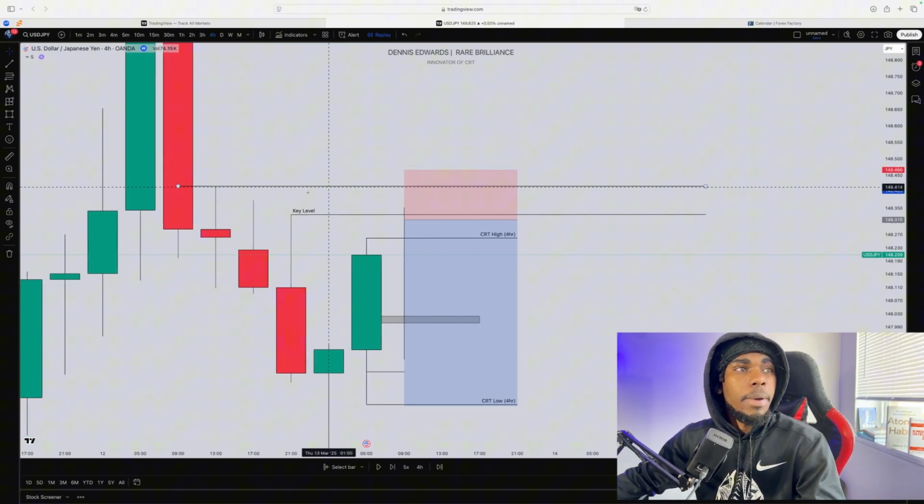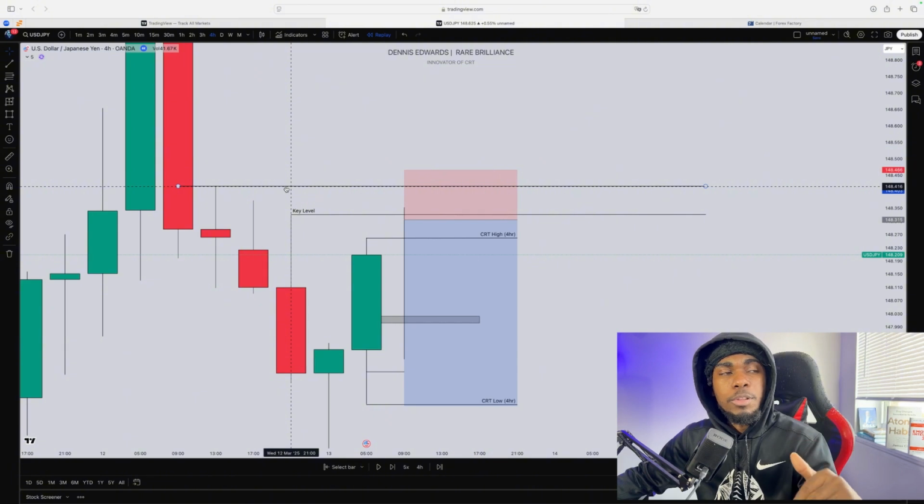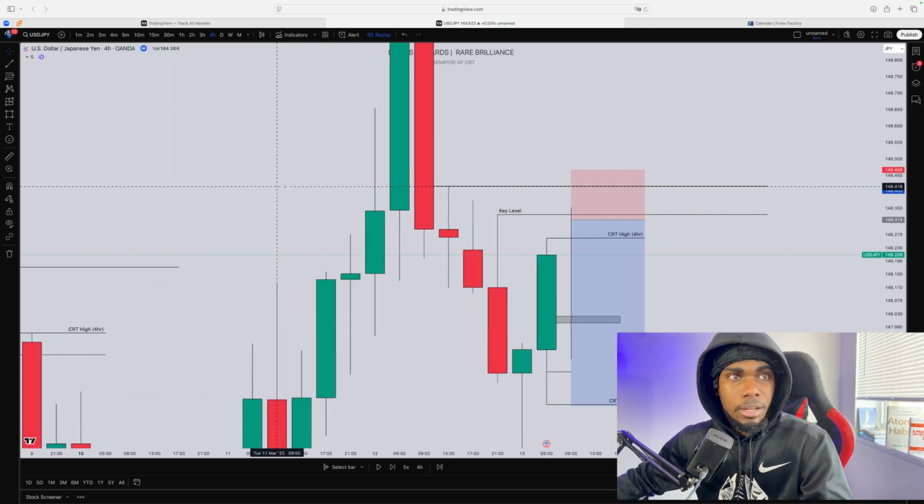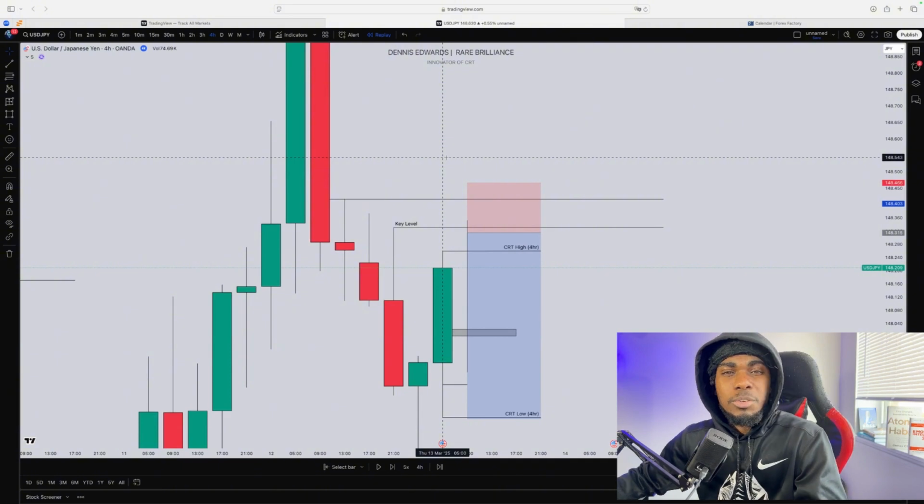My other line was the highest point of liquidity that's left to be collected in the market, just in case price decides it wants to collect that before actually rejecting in the market. Now my voice is a little rough.